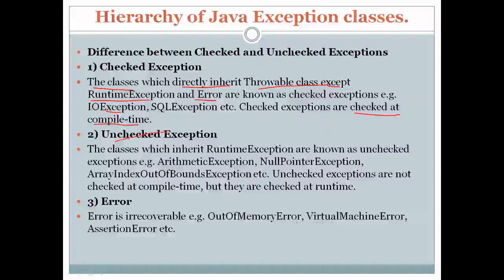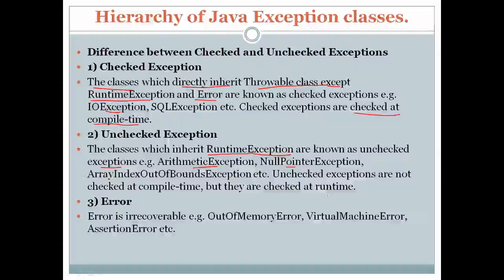In case of unchecked exception, the classes which inherit RuntimeException are known as unchecked exceptions. Example, ArithmeticException, NullPointerException, ArrayIndexOutOfBoundsException, etc. Unchecked exceptions are not checked at compile time, but they are checked at runtime. Why is it called unchecked? Because it is not checked at the time of compilation, but it is checked at the time of execution.